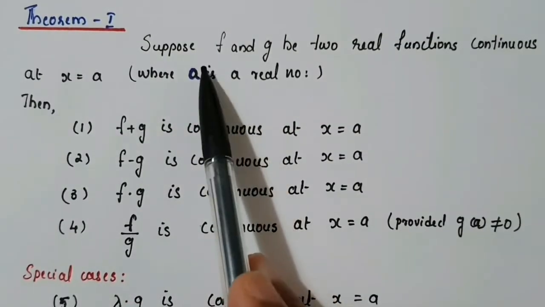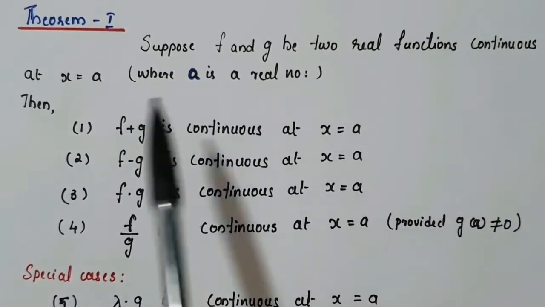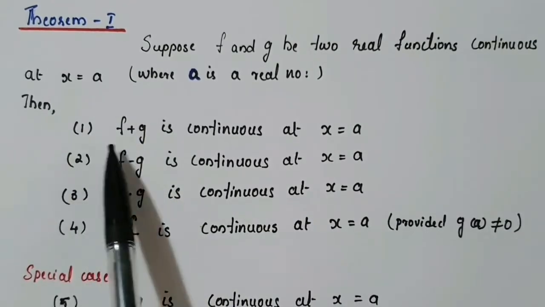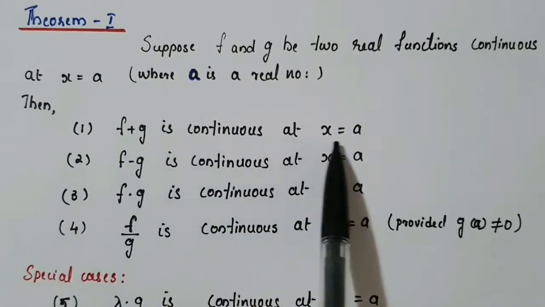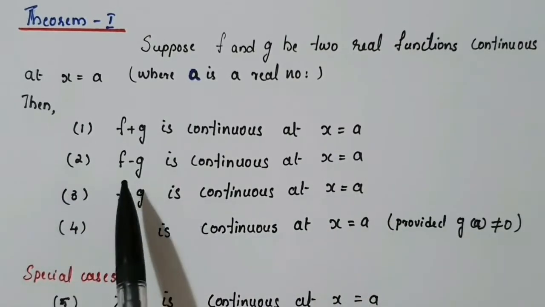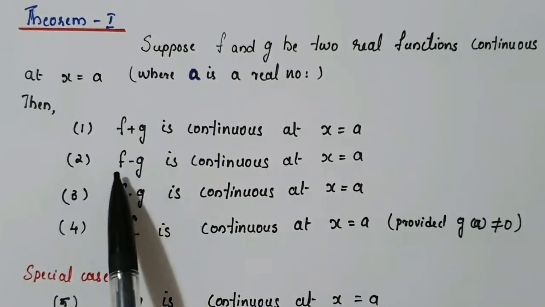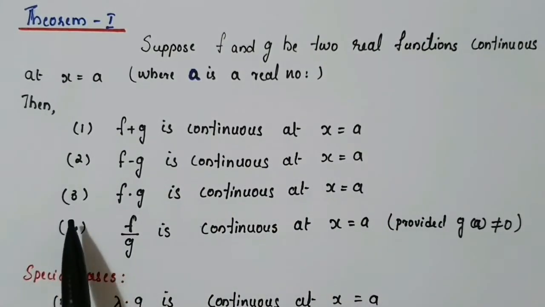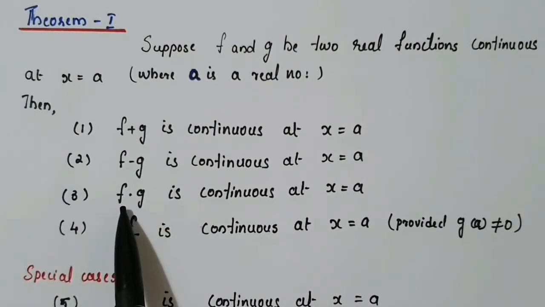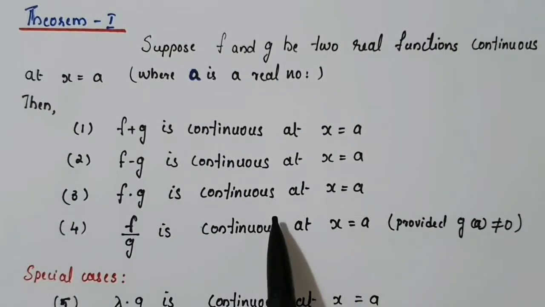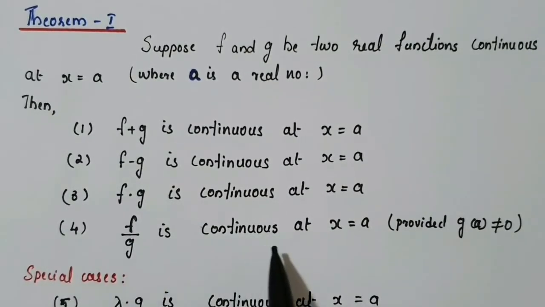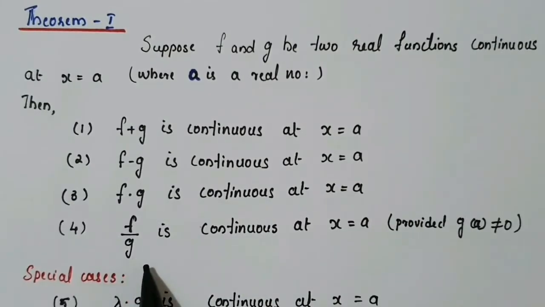Theorem 1. Suppose f and g are two real functions continuous at x equal to a, where a is a real number. Then the sum of these two functions is continuous at x equal to a. The second rule is f minus g, that is, the difference of two continuous functions, is continuous at x equal to a. The third rule is f dot g, that is, the product of two continuous functions, is continuous at x equal to a. And the fourth one is f by g is continuous at x equal to a, provided g of a is not equal to 0.